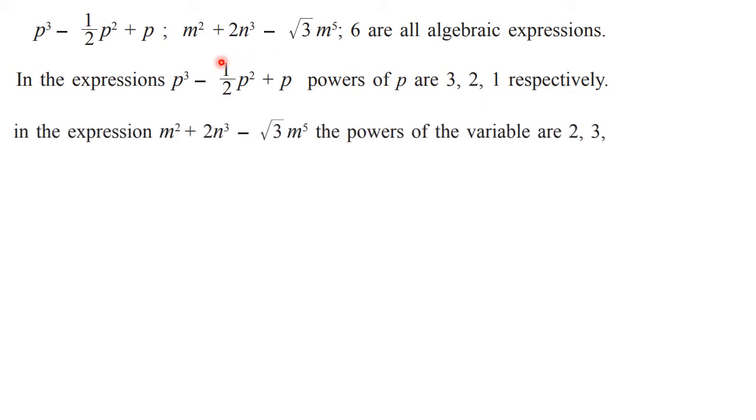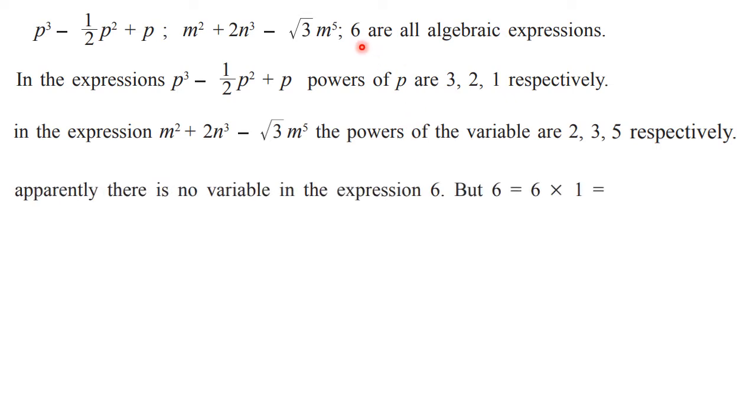Then in the second expression, the powers are 2, 3 and 5 respectively. See, the first term has power 2, the second term has power 3 and the third term has power 5. But here what you can observe is, in this expression we don't have a single variable like the first one. Here we have two variables, m and n. So an algebraic expression can contain many variables also. It is not so that it contains only one variable. The index which is given to the variable is called the power of that variable.